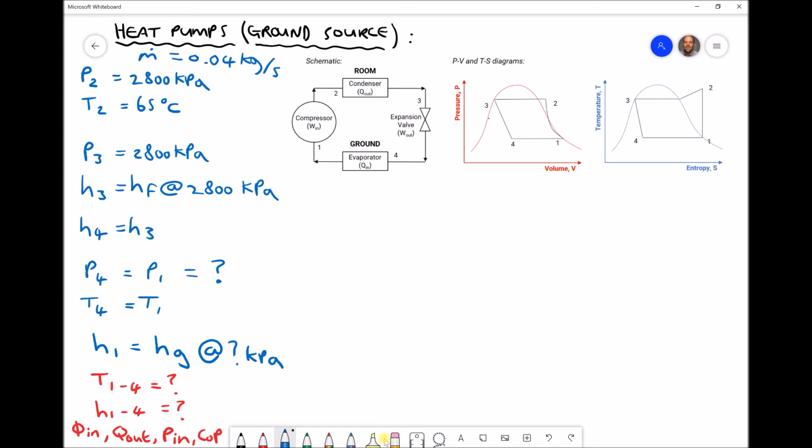So the first thing that we're going to determine then is the enthalpy of the refrigerant at position 2. Note that we already have the temperature and the pressure, so we're looking for H2. Now, when we refer to our temperature entropy diagram, we can see that at position 2 we have superheated vapour. So we're going to look for the enthalpy of superheated vapour at 2,800 kilopascals and 65 degrees C.